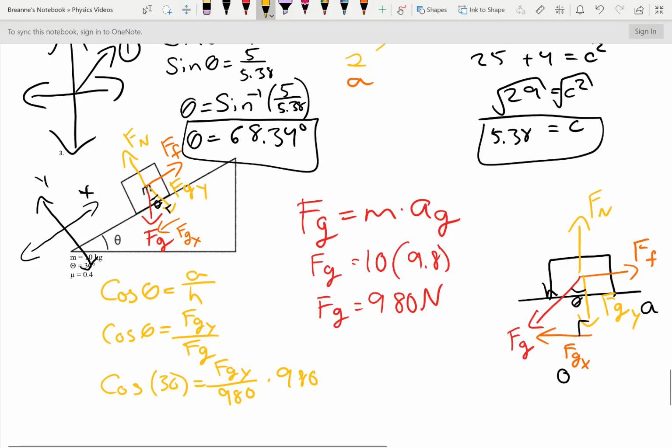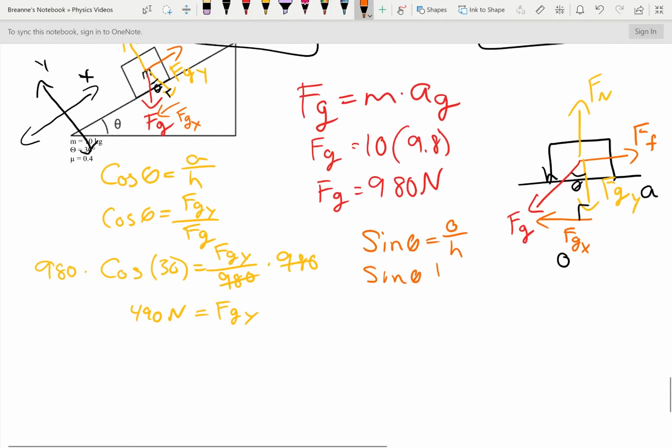To get force of gravity in the y by itself, you multiply both sides. And you get your force of gravity in the y to equal 490. And you just do the same thing with the force of gravity in the x. But in this case, we're going to use sine because it's our opposite. Our opposite is our force of gravity in the x. Our hypotenuse is force of gravity.